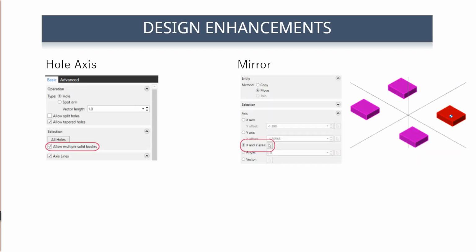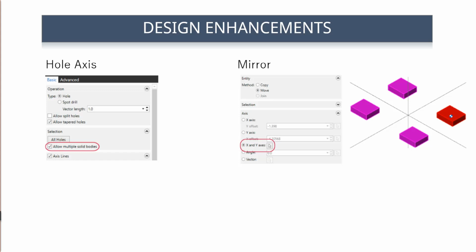Some design enhancements. Whole axis will now allow multiple solid bodies. Before, you could only do one solid body at a time. Now if you click that on, you can do multiple bodies at a time, multiple solids at a time. You don't have to do them in separate operations.